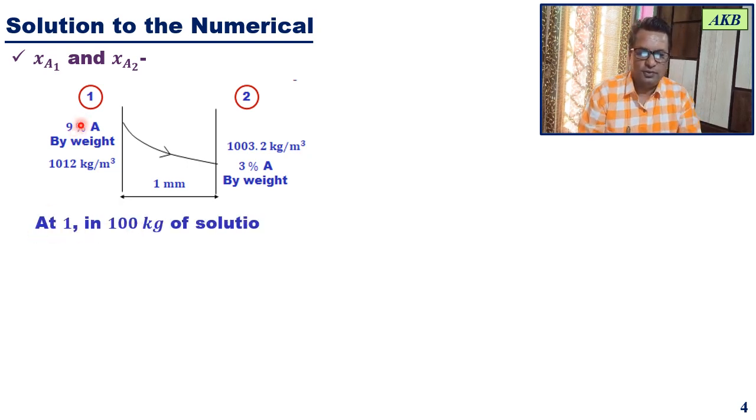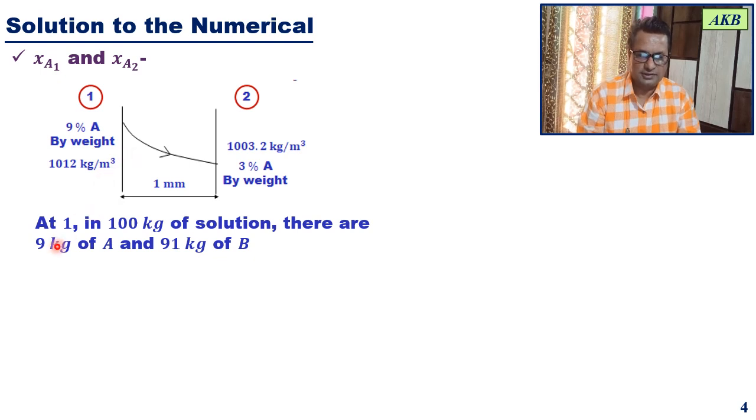So if you look at end 1, I can write this at 1. If there is 100 kg of solution, there will be 9 kg of A and 91 kg of B. Why is this the case?